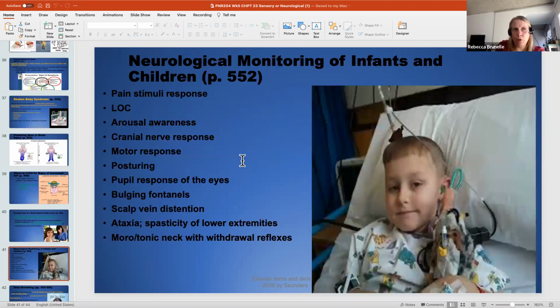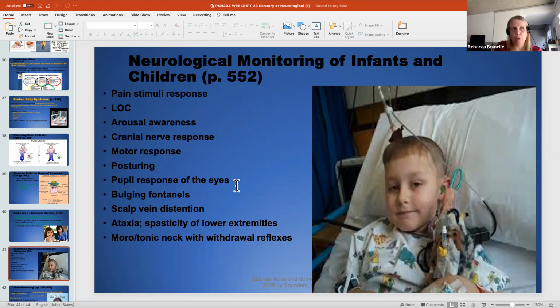So these are all the different types of things that you're going to be monitoring when you have a child that's had a head or brain injury. How they respond to painful stimuli, you kind of, unfortunately, maybe put pressure on their nail beds, and you have to do it on both sides to see if the response is the same on both sides. Their level of consciousness or alertness, their cranial nerve response, that'll be like their eyes, their hearing, the ability to stick out their tongue.